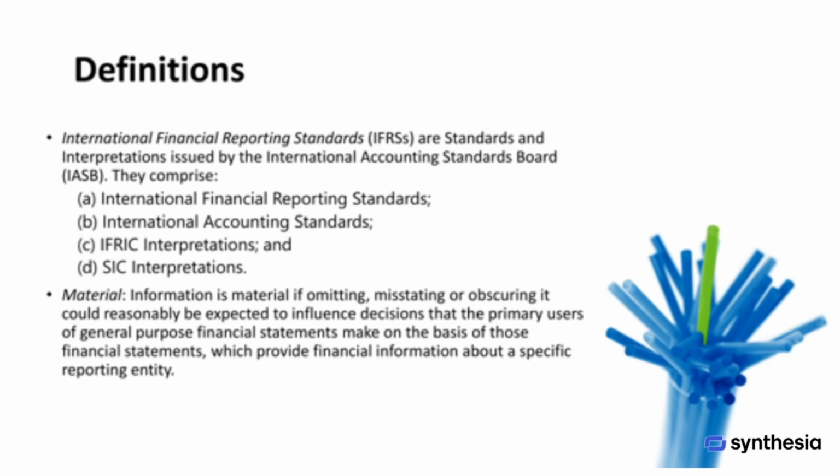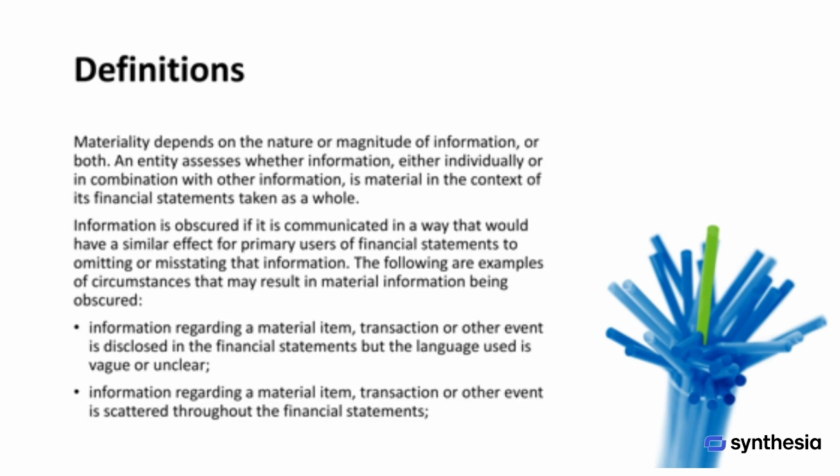Material information is defined as any information that, if omitted, misstated, or obscured, could reasonably be expected to influence the decisions of the primary users of general-purpose financial statements. These users rely on the financial information provided by the statements to make decisions about a specific reporting entity. Materiality is determined by the nature or magnitude of the information, or both.